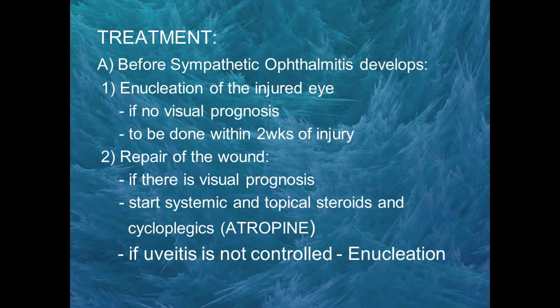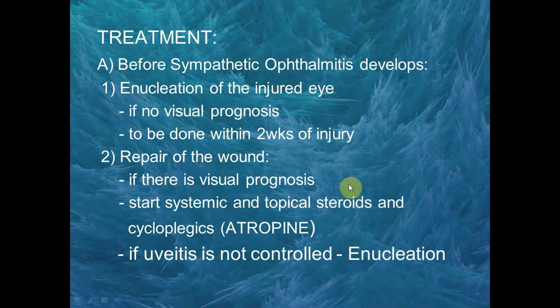How do we treat sympathetic ophthalmitis? Now, treatment depends on the stage at which the patient comes to you. If he comes to us before the sympathetic ophthalmitis develops, then the management is different. If he comes to us after it develops, it is different. If the patient comes to us before sympathetic ophthalmitis develops, then we need to enucleate the injured eye. When do we enucleate? If there is no visual prognosis, and it's important to do this within 2 weeks of injury. Otherwise, sympathetic ophthalmitis would have already developed in the other eye. So that is the care that we need to take.